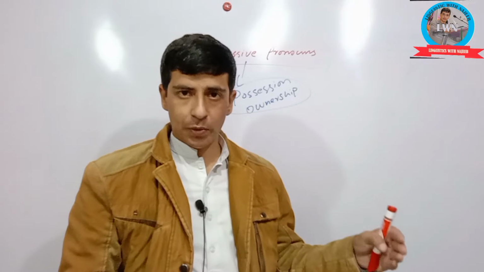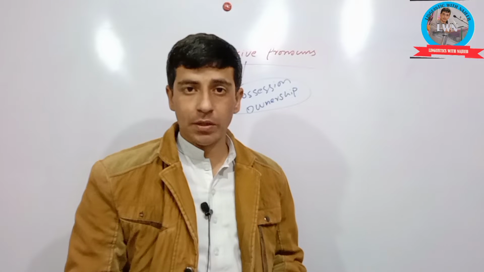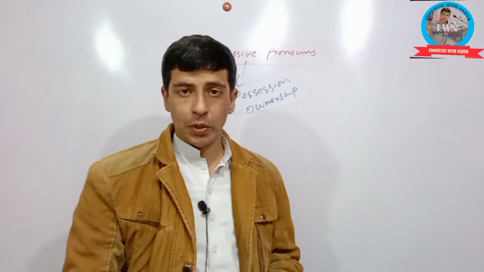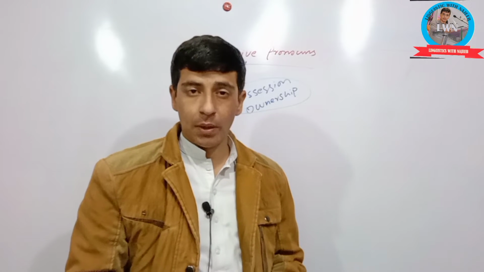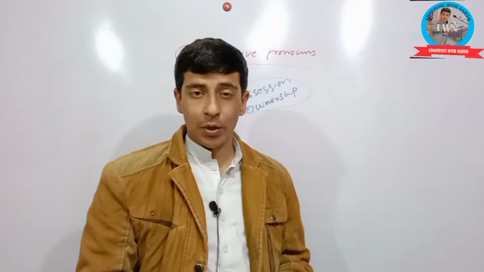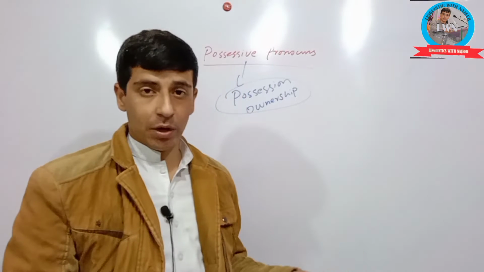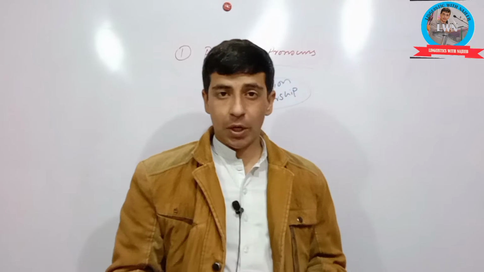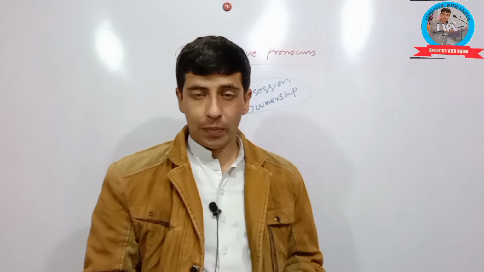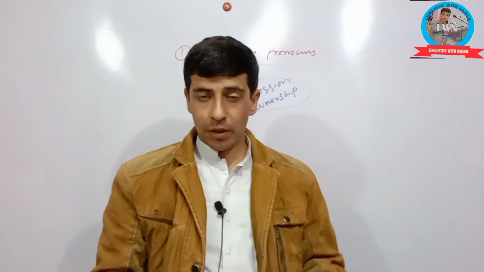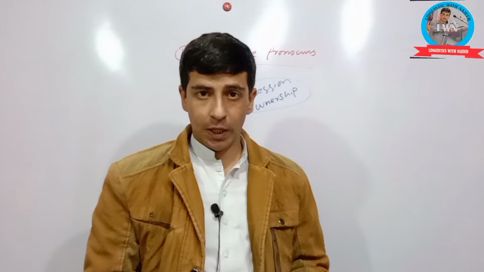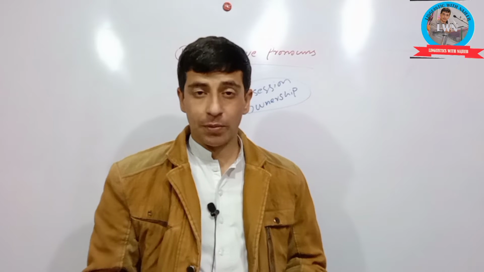we have to use possessive pronouns at the end of the sentence, or we have to use possessive pronouns before the verb. But remember, we can't use a noun right after the possessive pronouns. If you use a noun right after the possessive pronoun, it's gonna be wrong. So there are six possessive pronouns in English. We do not have seven possessive pronouns.